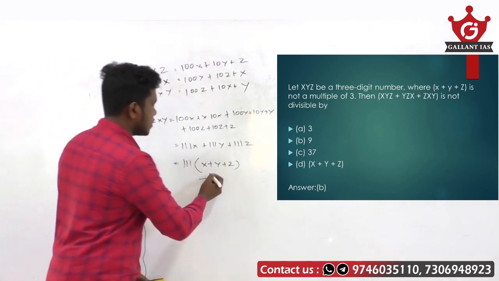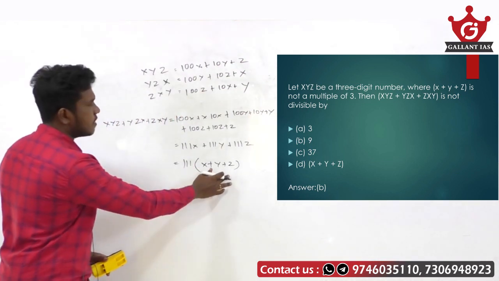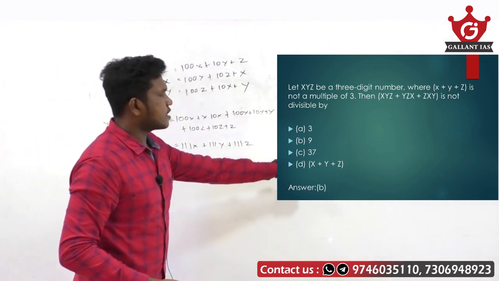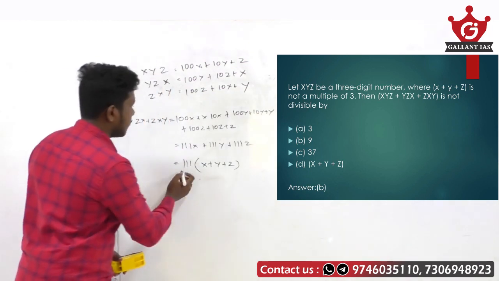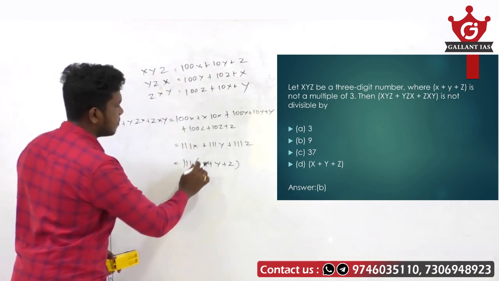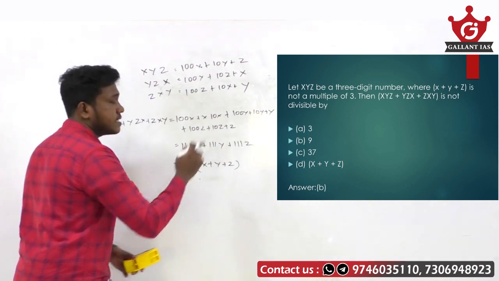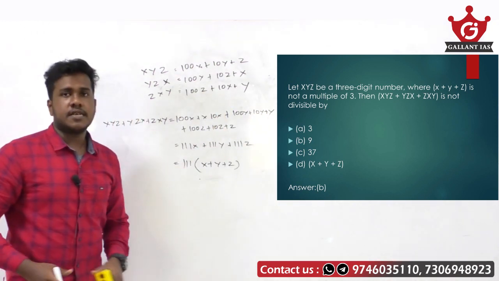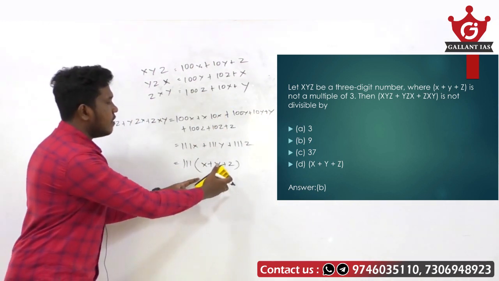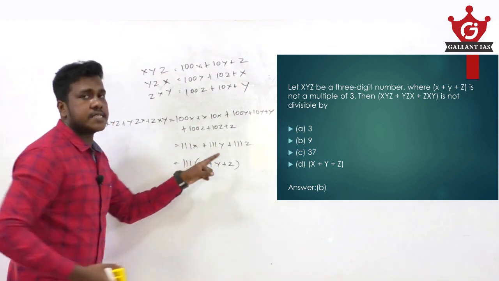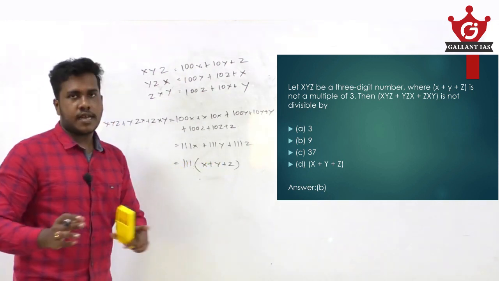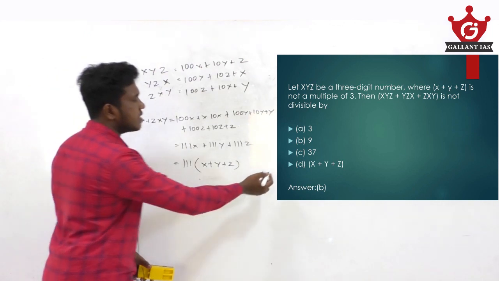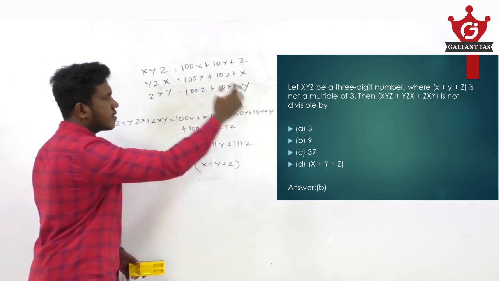Now from the answer itself we can see that the given number is divisible by x plus y plus z, because 111 into (x plus y plus z) has one of its factors as x plus y plus z. So from the final answer we got that. Now our next step: we can eliminate option D. Now check the three remaining options.